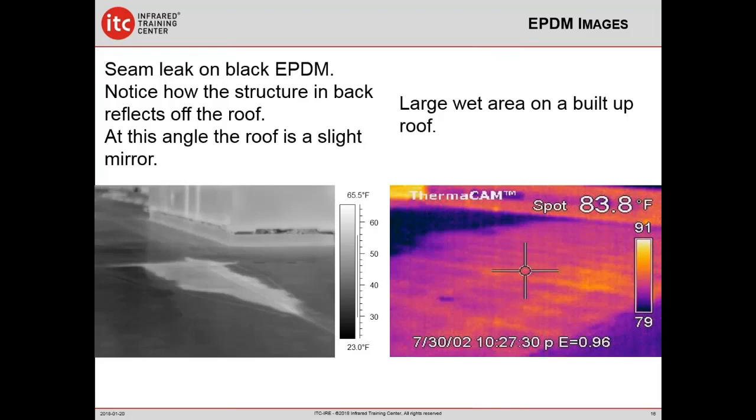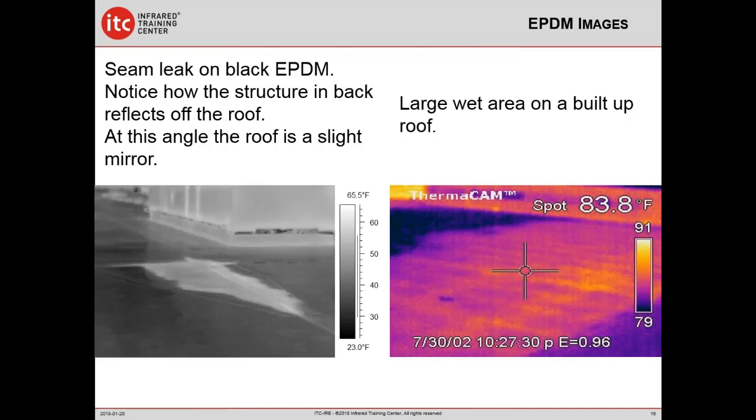Seam leak on black EPDM. There's a lot that goes into thermography, but if you look at this, you can see that there's probably 4x4 sheets of insulation or 4x6 sheets of insulation that might be underneath this membrane. It's definitely following the moisture pattern here in grayscale, definitely following a pattern of the seam or following the pattern of the insulation board underneath.